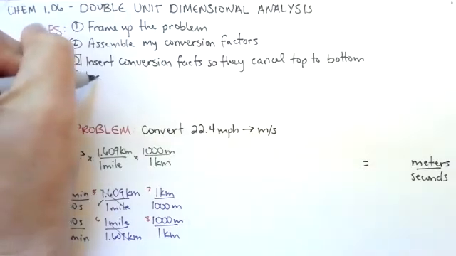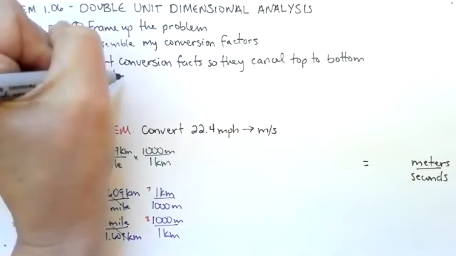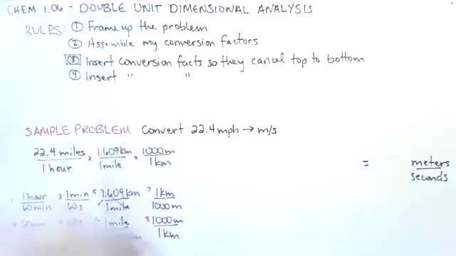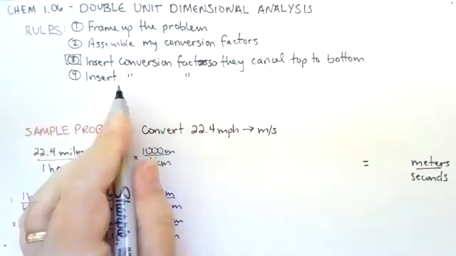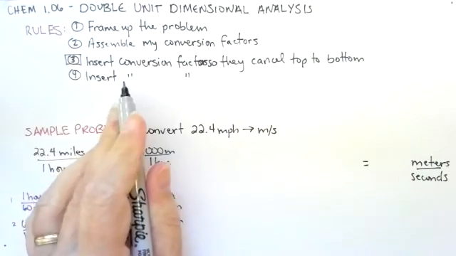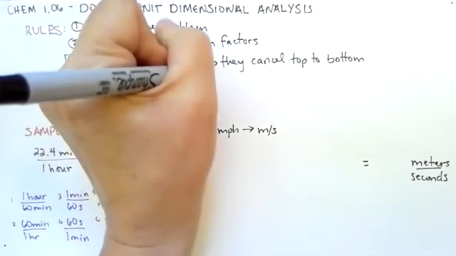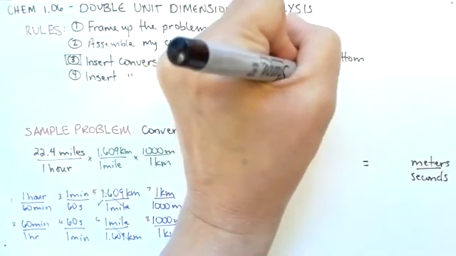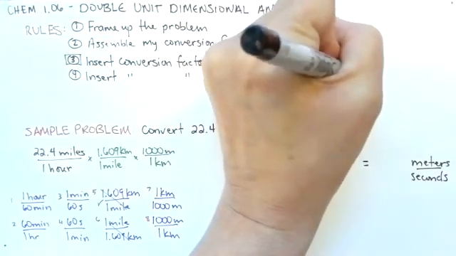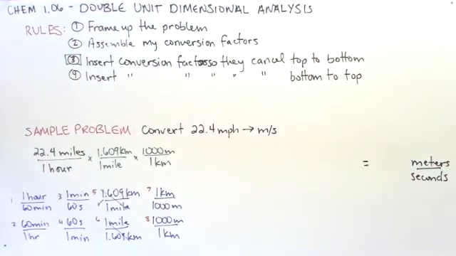We're going to insert the second set of conversion factors. If I do that, it means the same thing as above. So I'm going to insert conversion factors so they cancel bottom to top. So the second set, and I'm going to do these in pink.